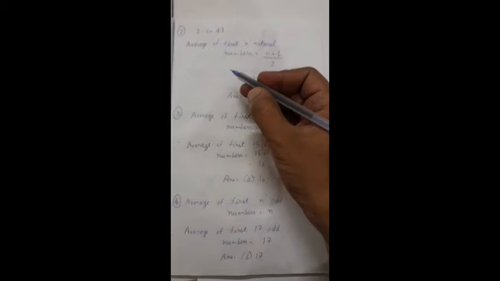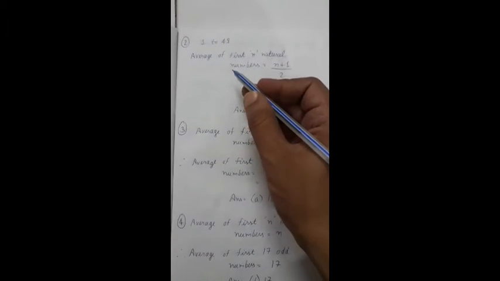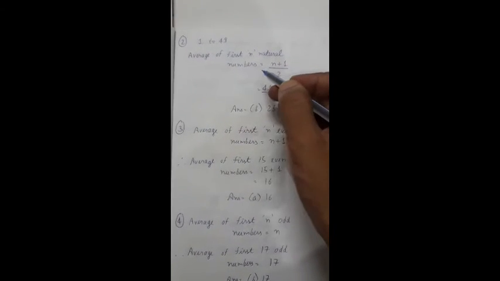Now see the second question. You have to tell what will be the average of the numbers from 1 to 49. So the numbers are from 1 to 49. The average of the first n natural numbers is (n + 1) upon 2. So (49 + 1) upon 2, that is 50 upon 2. So you will get 25. So the answer will be B part, 25.